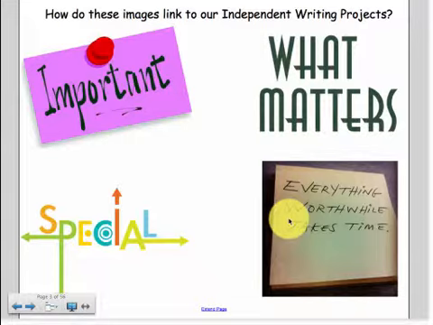When we're trying to generate ideas, we always want to be thinking about things that are important to us, things that matter, things that are special, and things that are worthwhile. We know that we tend to write about things that we really care about, and so we want to stick with things that are important to us.